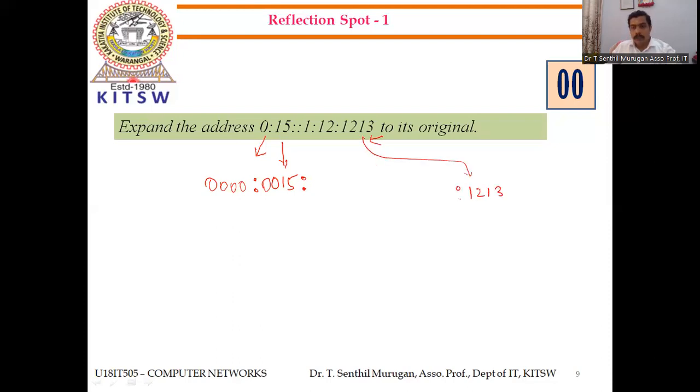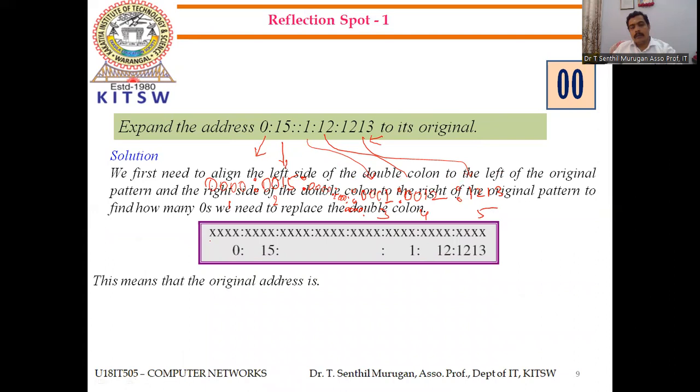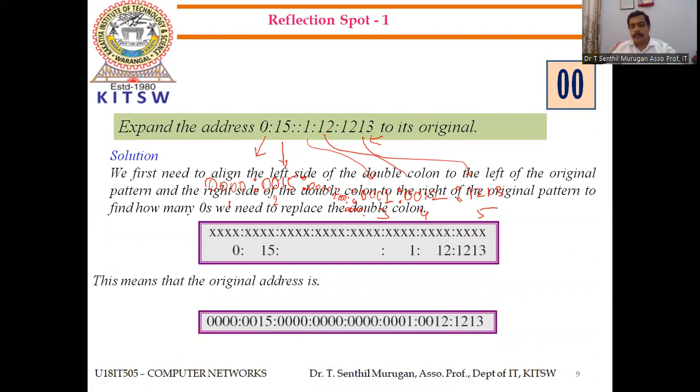1, 2 and 3 is there. Then 12 is there, so leading zeros will be there. Then 1 is there. Leading zeros are there. Okay, so here also 1, 2, 3, 4, 5 blocks are over. So remaining 3 blocks are there. So 3 blocks you will keep zeros. Okay, so this is the answer. So this is the final answer.